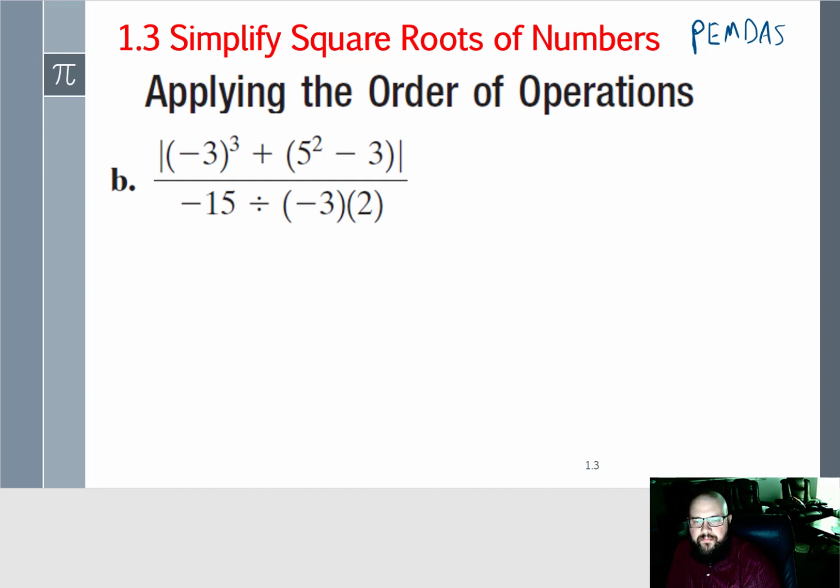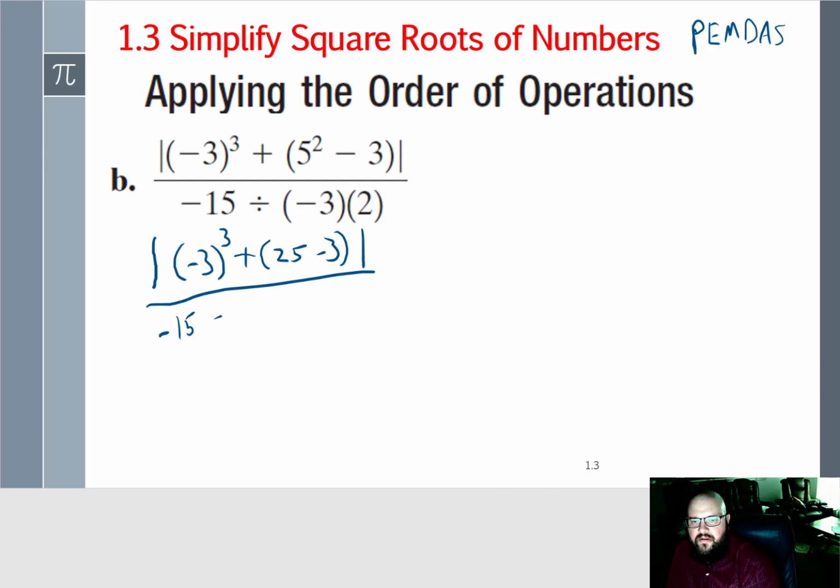So, let's see. We've got the absolute value of negative 3 cubed plus, in parentheses here, we have 5 squared, so 25, 5 times 5 is 25, minus 3, that's the absolute value sign, that's all over negative 15, divided by negative 3 times 2. Okay. That's one little step there, but no big deal. We'll get this going. So let's go and knock out a couple steps on the top there.